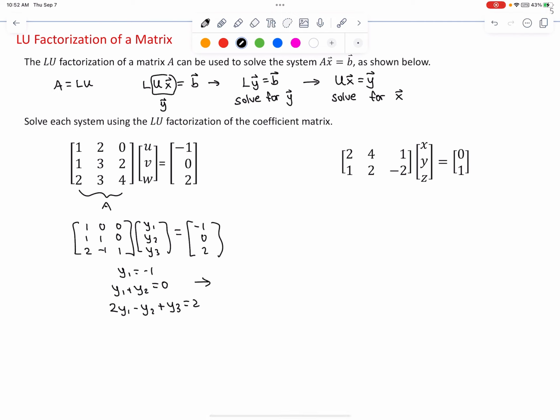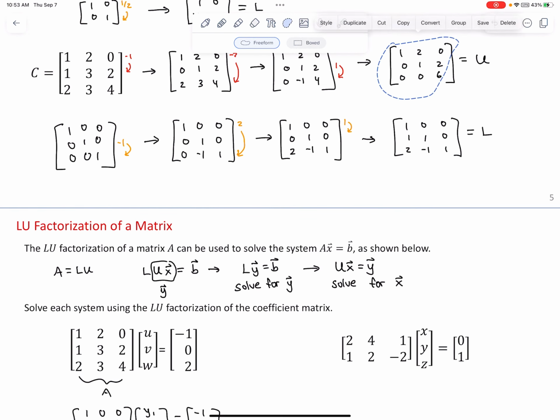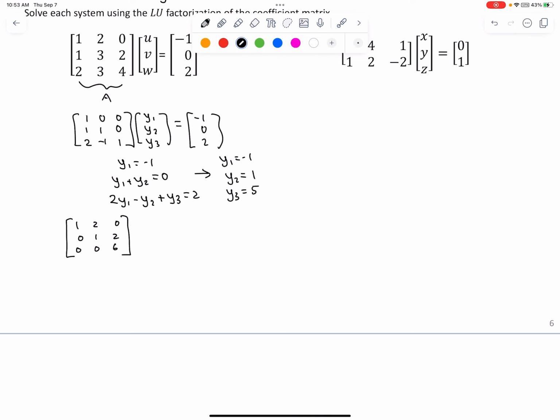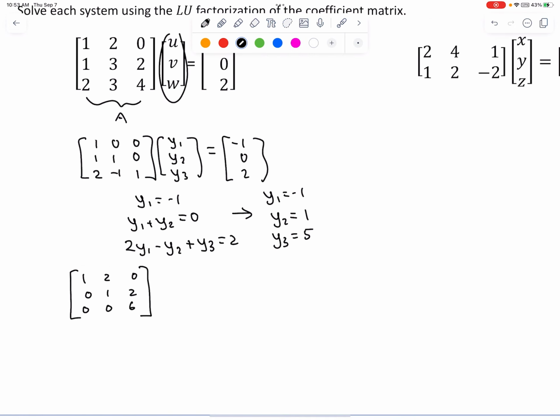So this tells me that y1, of course, is -1. y2, therefore, is going to have to be +1, so that y1 plus y2 is 0. And if y1 is -1 and y2 is 1, we can plug those into the third equation and solve for y3. So we get -2 minus 1, so -3, add it to the other side, we get y3 has to be 5. Okay, next, we solve UX equals Y to find X. So I'll borrow this upper triangular matrix that we already found. So there's U times the vector X. Now the vector X is technically these three variables here.